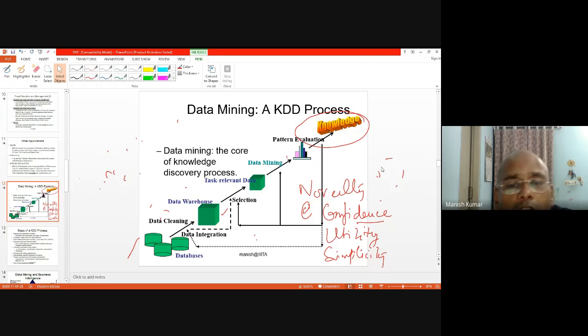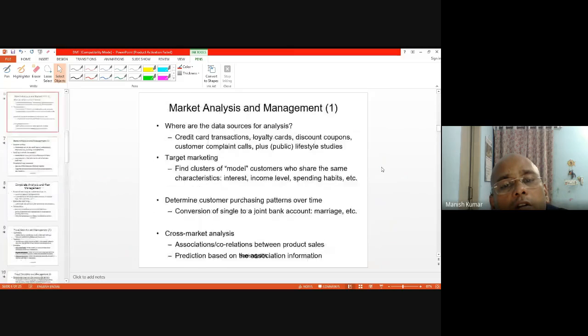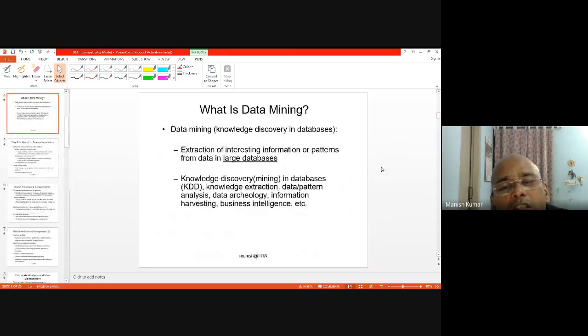Okay, so I think you are well aware of the applications. Let me just move on to that application part. This is what data mining is. As I told you, it is known as knowledge extraction and data pattern analysis. Sometimes we call it data archaeology, sometimes information harvesting. In management terms we call it business intelligence also. So there are so many names for this. What we are looking for is extraction of interesting information or patterns from data, maybe from large data or small data as well.